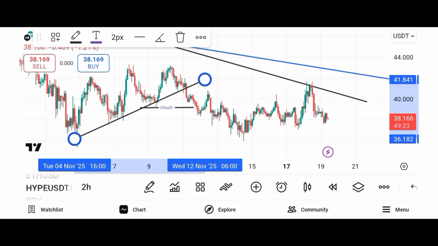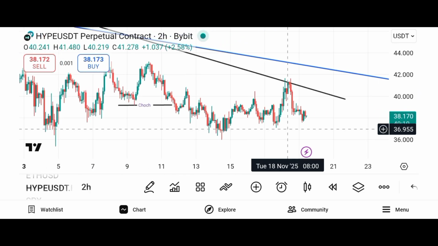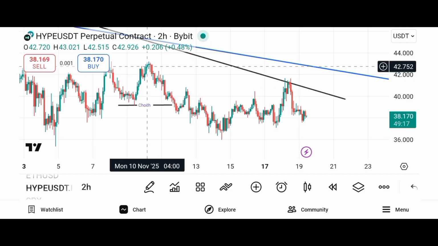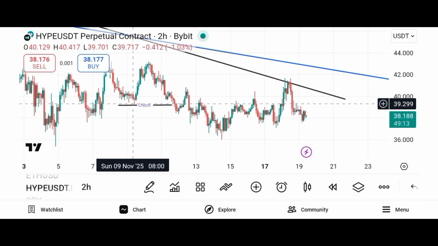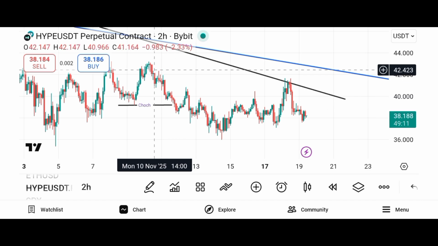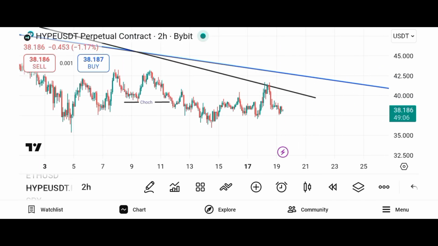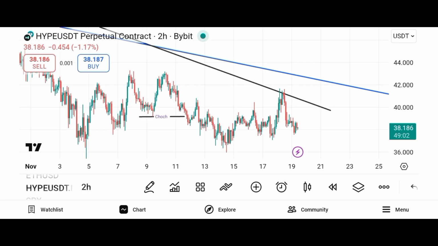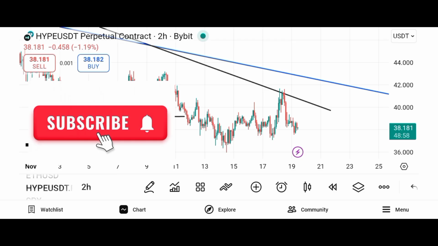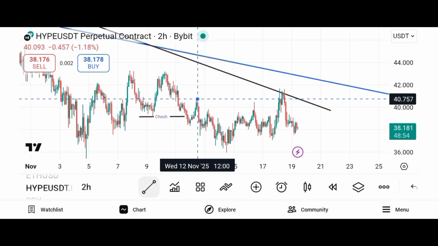Let me remove this trend line. Now from this point where the market broke this particular low and changed character, you can see the point. That point has automatically become a supply zone, right? Now, this is what happened. You wait for your retracement. In this case, this is what happened right here.